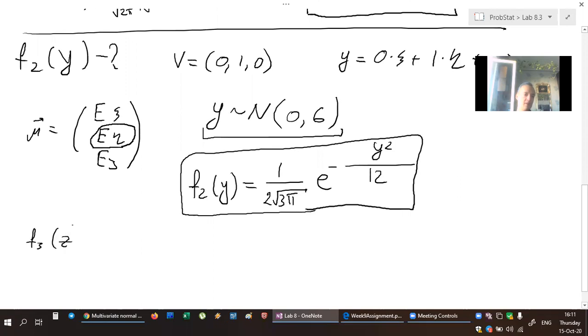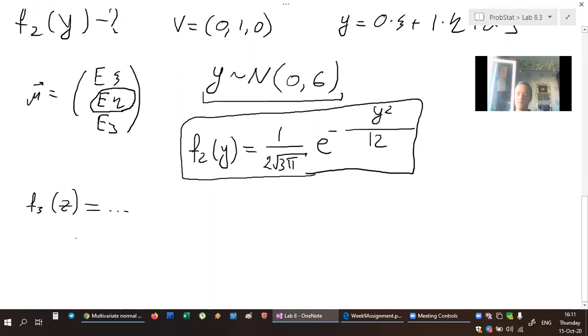Okay, the same idea for the third component. You can do it at home, nothing difficult here. The more interesting case is the last one. So what is the probability density function for the random vector x and z? So this random vector has only 2 components.